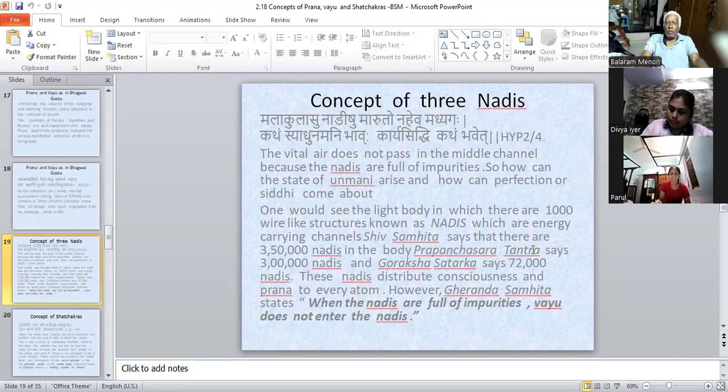Whenever 72 nadis are mentioned, it is in the Goraksha Shatakam, as you mentioned. People are very familiar with 72,000 nadis. Which book did you mention? Goraksha Shatakam. Don't say Hatha Pradipika, you're wrong.